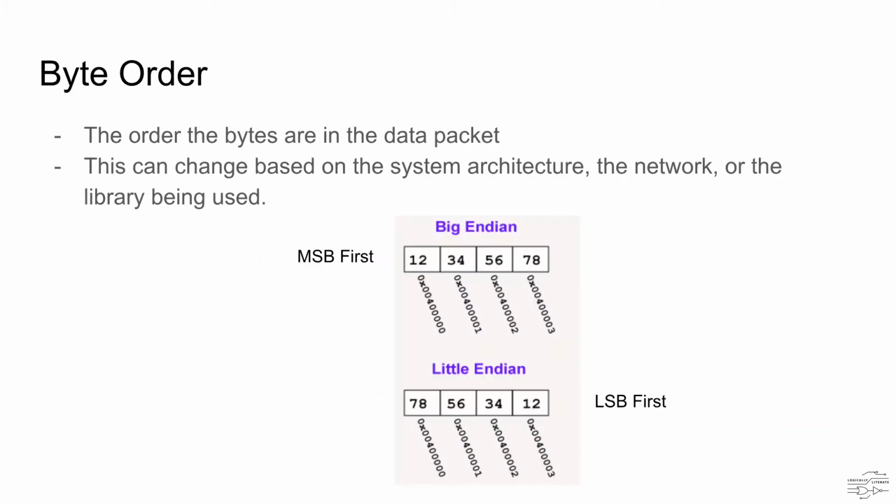Byte order is related to this. When packing bytes into a packet, you need to understand the byte order of your system. This is needed such that when you are decoding the bytes on the receiving side, you know which order to read the bytes, either from left to right or right to left, based on big endian versus little endian.